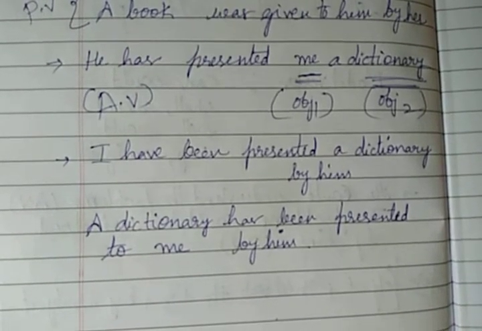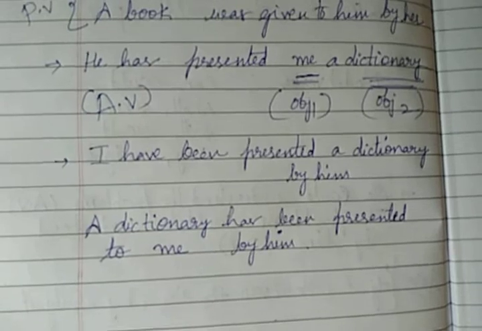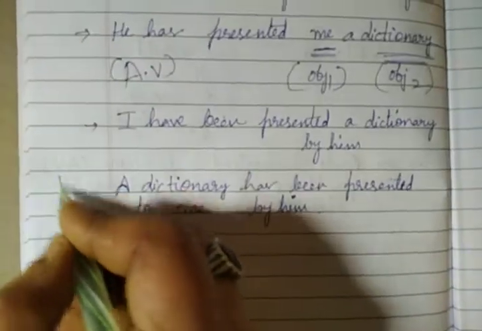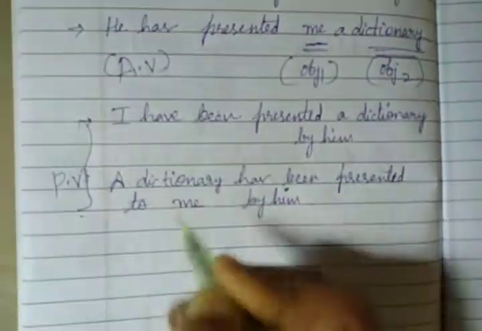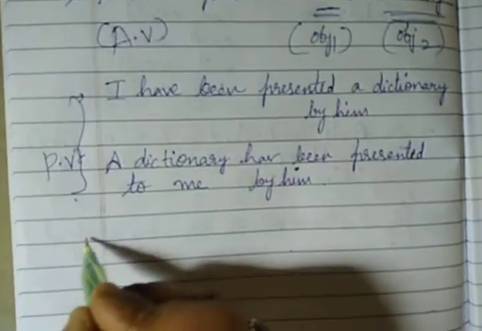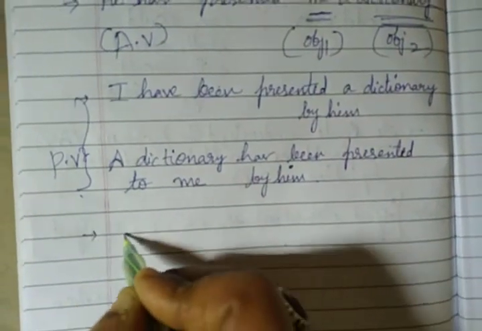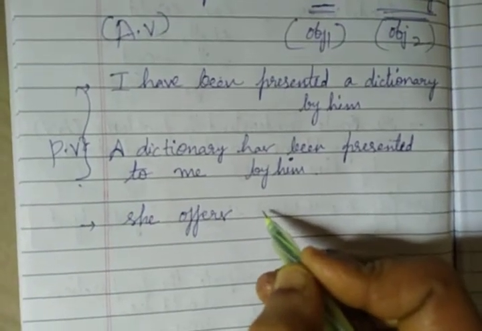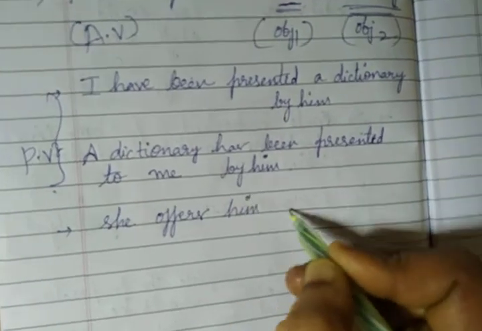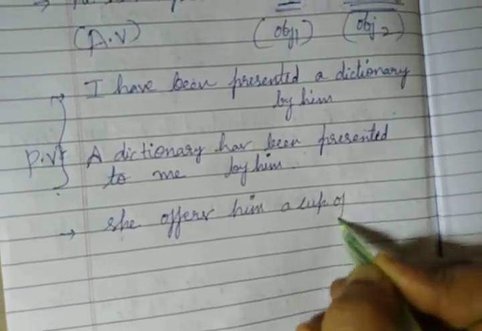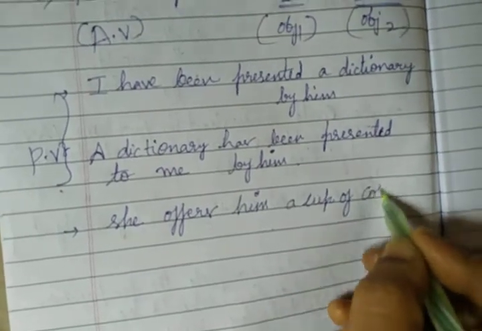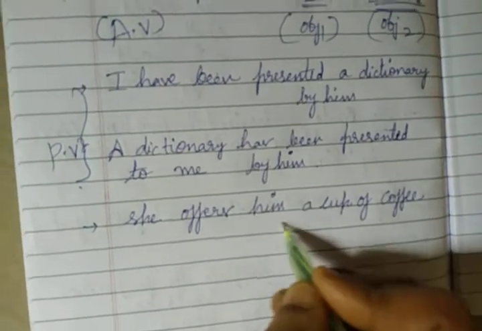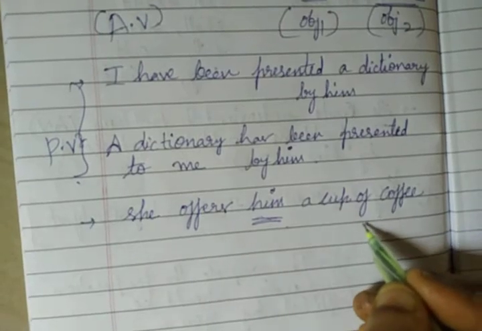Next question. She offers him a cup of coffee. Next example. Let me write it down. These two are in passive voice. Okay. Now, coming to next example. She offers him a cup of coffee. So him is an object. Cup of coffee is an object.